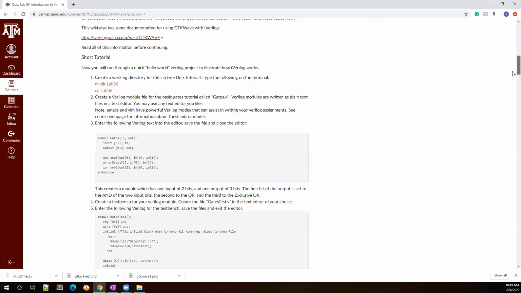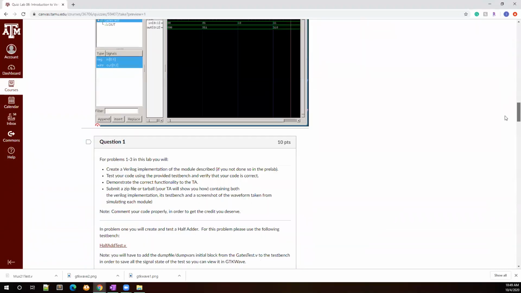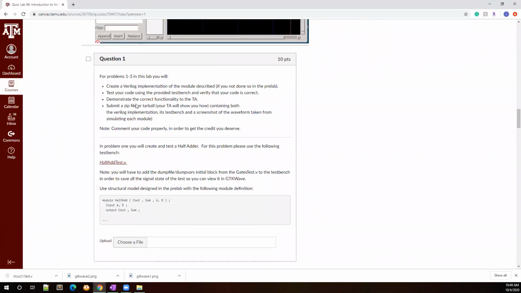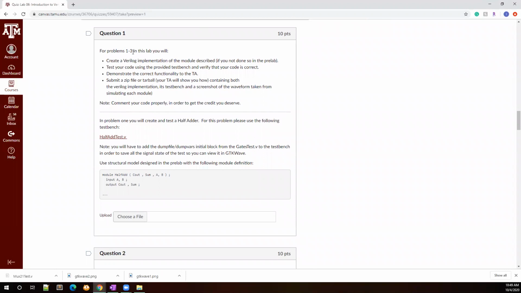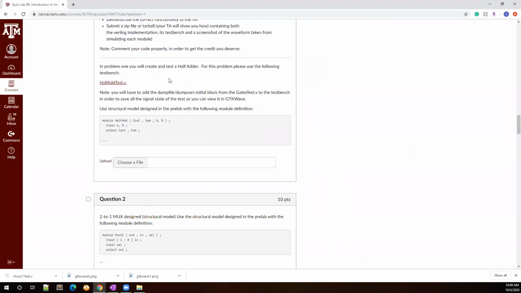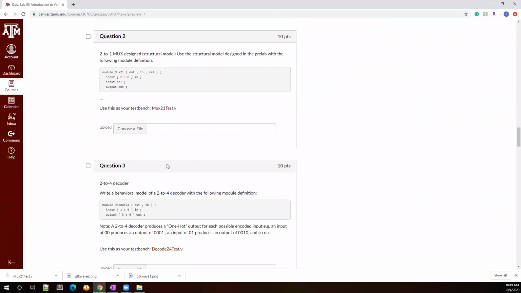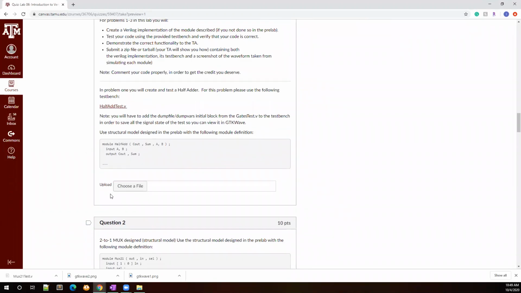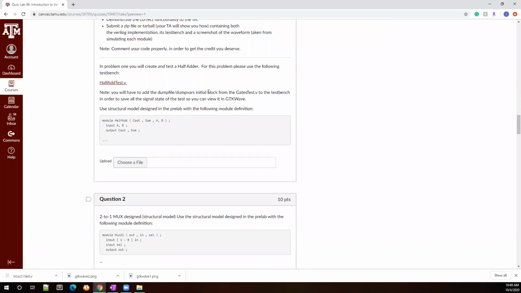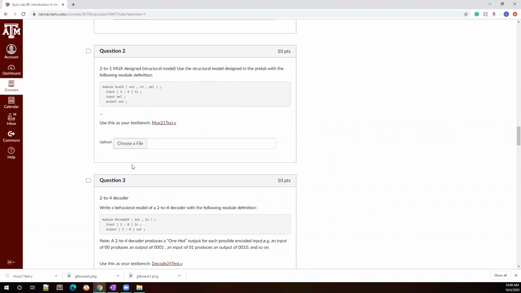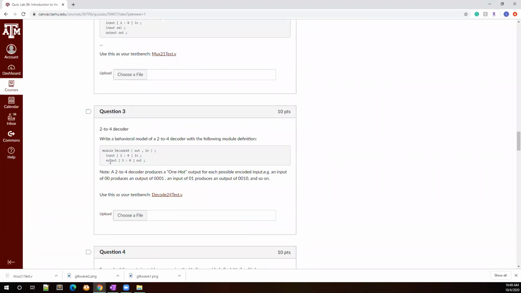Okay, let's go to the questions directly. For problems 1, 2, and 3, you need to design the half adder, 2-to-1 mux, and 2-to-4 decoder. For the half adder and 2-to-1 mux, you need to use the structural design. And for the 2-to-4 decoder, you need to design with the behavioral model.